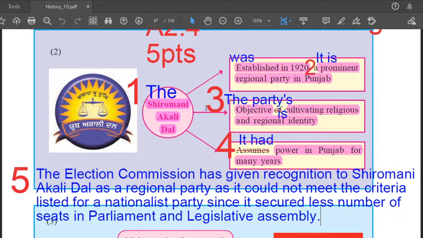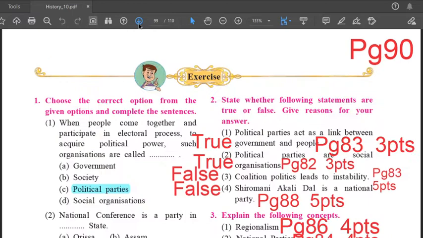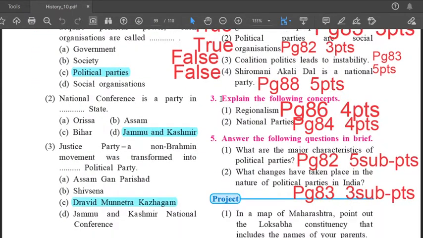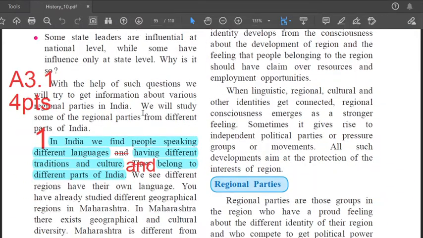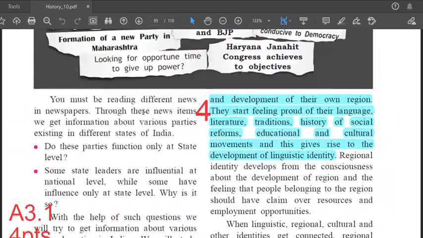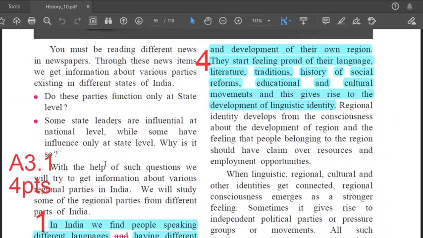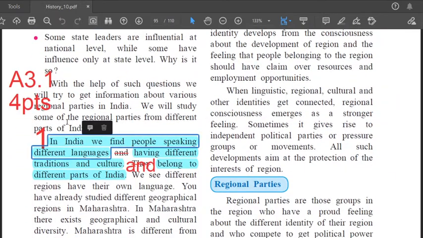Next, question number 3. Explain the following concepts. The first concept is regionalism. The answer to this question is on page number 86. Left hand side, third paragraph, first line. In India, that's your first pointer.